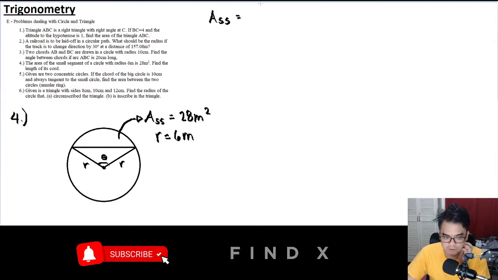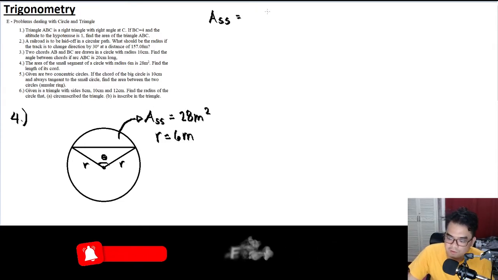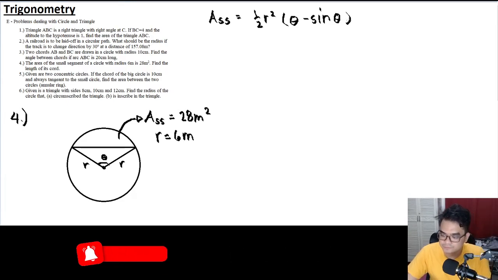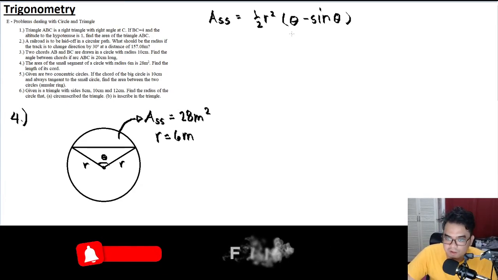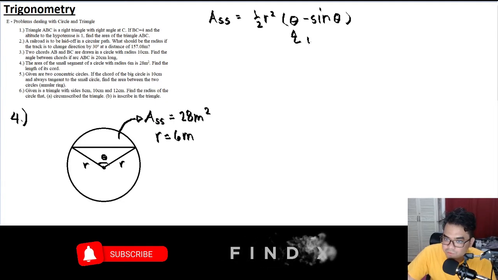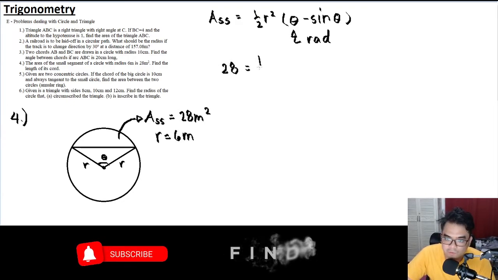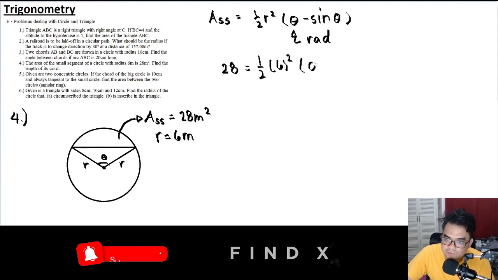To get the solution for this one, we have a formula for A_ss, the area of the small segment. The area of the small segment is simply 1/2 R squared times theta minus sine theta. Take note that this theta should be in radians. The area of the small segment is 28, which is given, so 1/2 times 6 squared times theta minus sine theta.